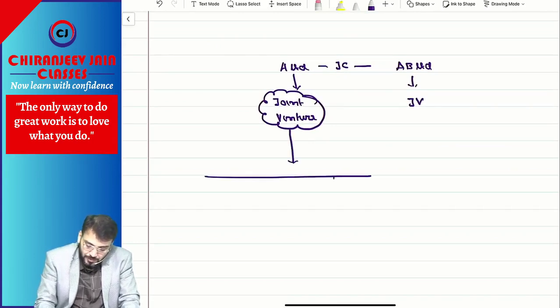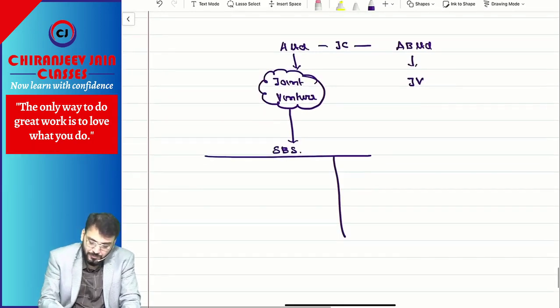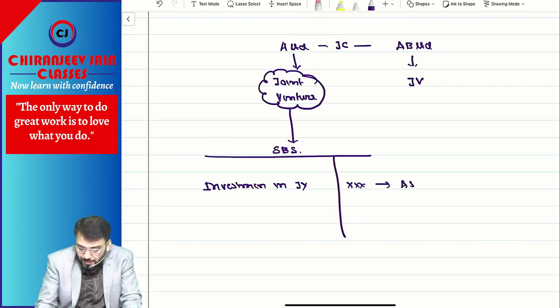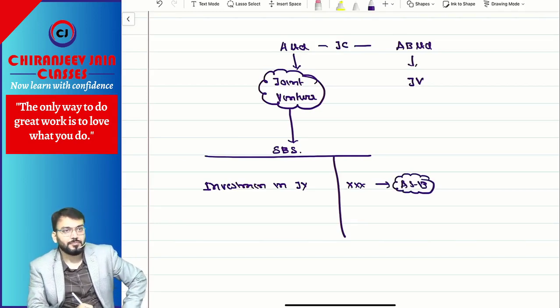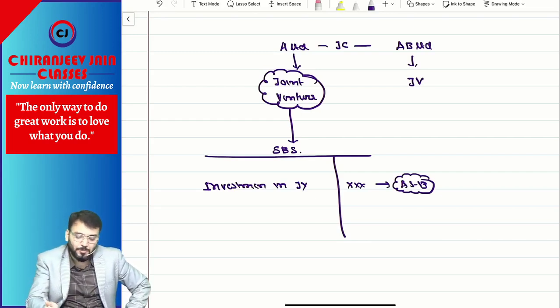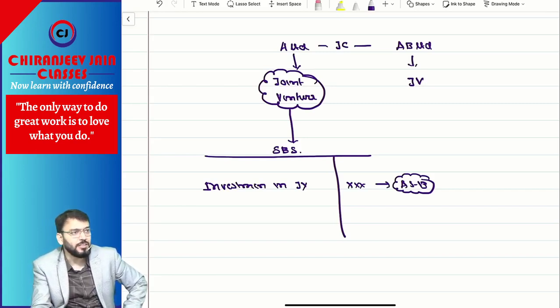In the separate financial statements, in the separate balance sheet of A Limited, investment in joint venture will come and this investment will be recorded as per AS 13. Means if AB Limited were a subsidiary, in the subsidiary also we do the same thing. In the books of the parent company, in the separate balance sheet, the investment will come as per AS 13 only.